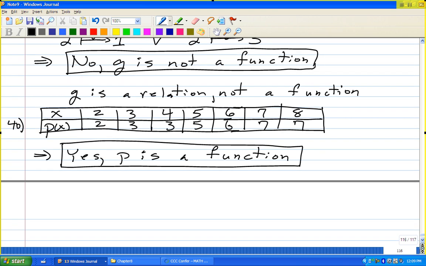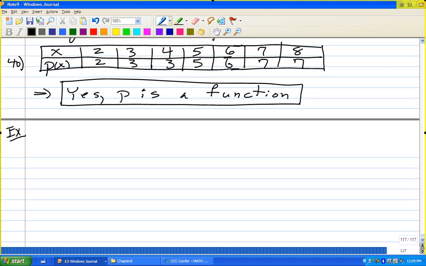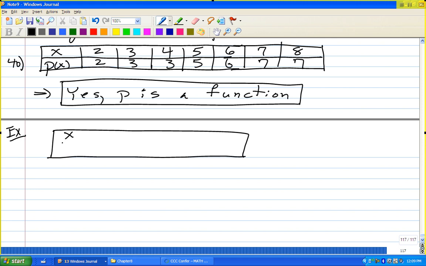Let me do an example. Let's say I have the following. Say this is x, and this is f of x. 1, 2, 3, 4. 1, 2, 5, 4. And so now the question is, is this a function or not? Well, it turns out that in this case, the answer is yes, it is a function.